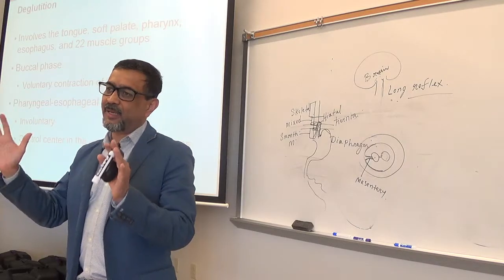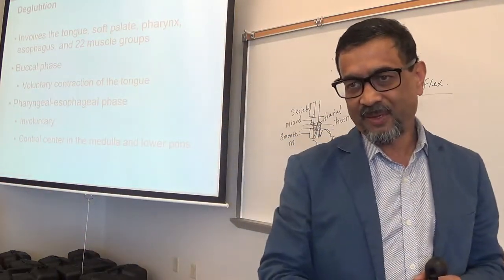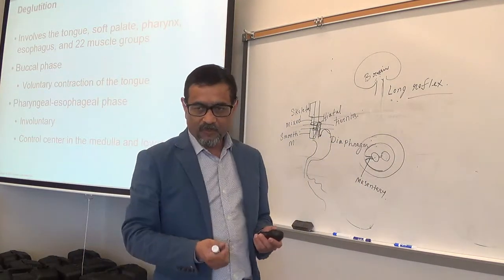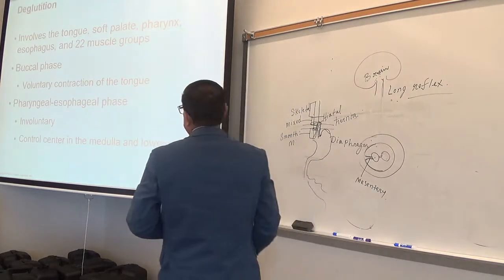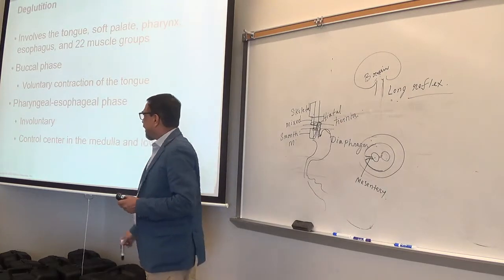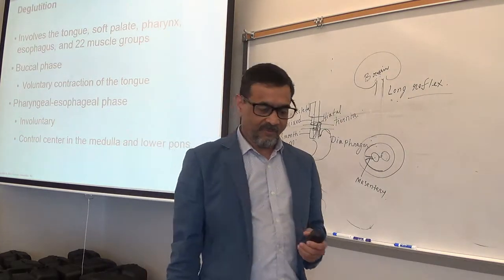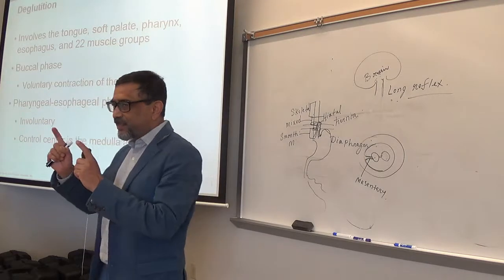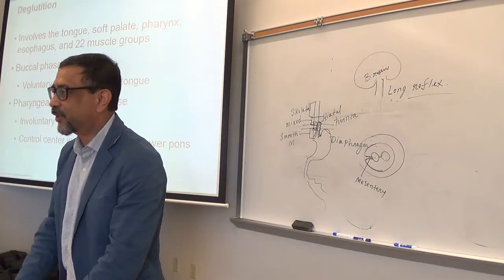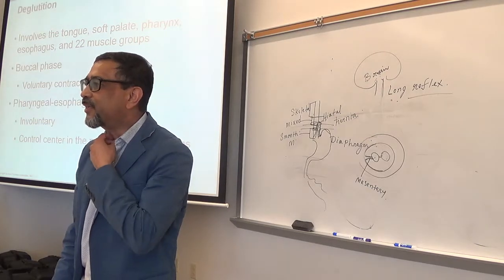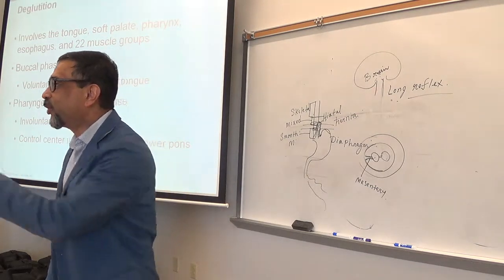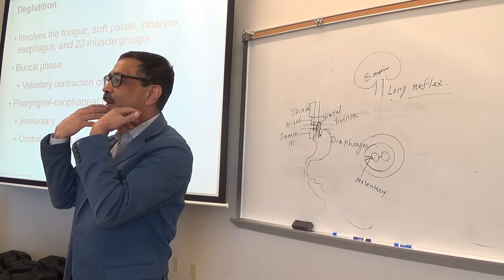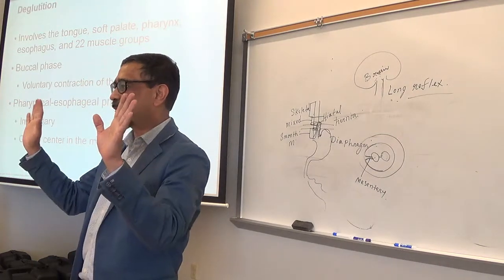So that is the buccal phase, in the mouth. That part is voluntary. And the involuntary part is the pharyngo-esophageal phase. Now you see a little bit of contrast with what I said before. Did you notice that? Before I said that from the pharynx you can also bring the food back, but we don't do that normally. This is what we do normally: we push the food from the mouth voluntarily, and then the rest happens by itself.